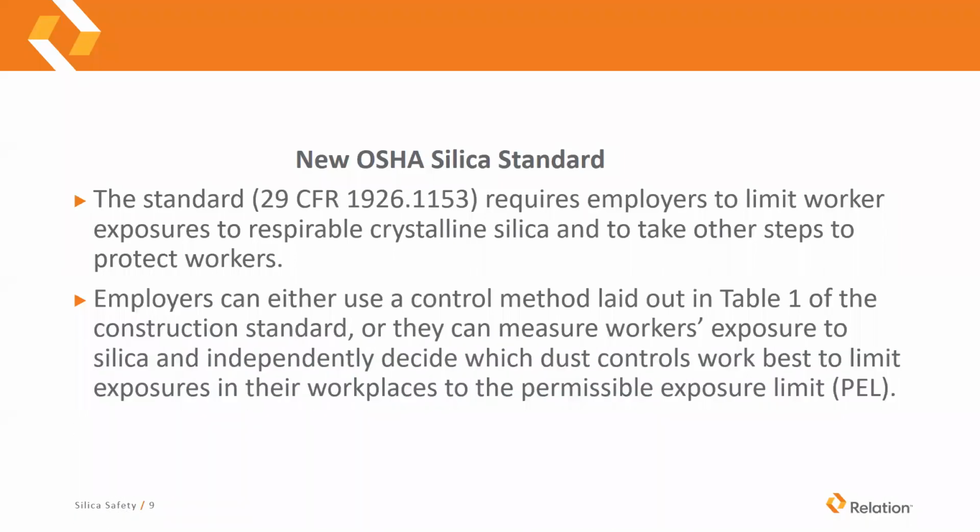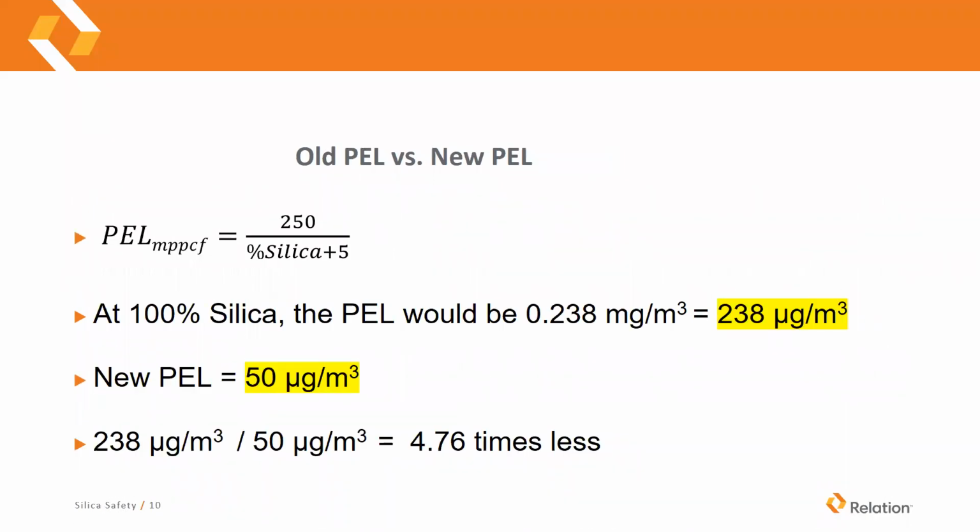All right, so the old PEL versus the new PEL. At the very top, on the second line, at 100% silica, the old PEL would be 238 micrograms per cubic meter of air, and the new PEL is 50 micrograms. So there's a big difference. It's about 4.76 times less than the amount that it used to be.